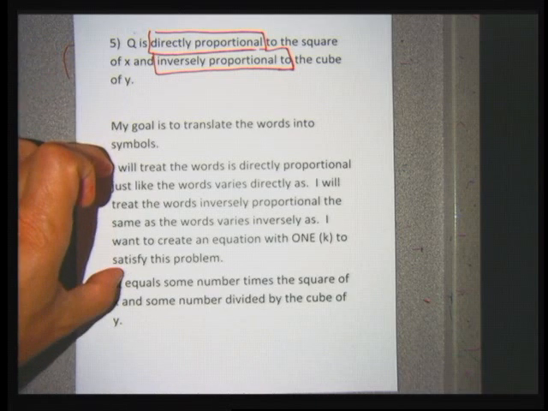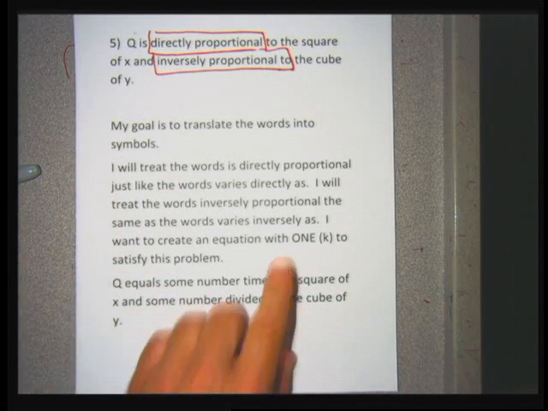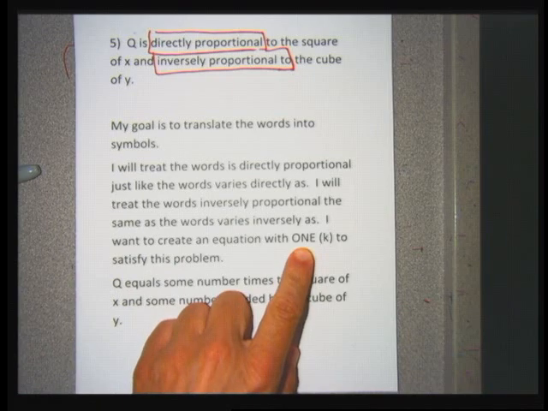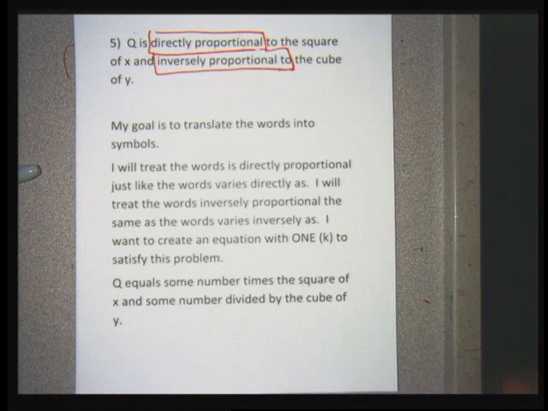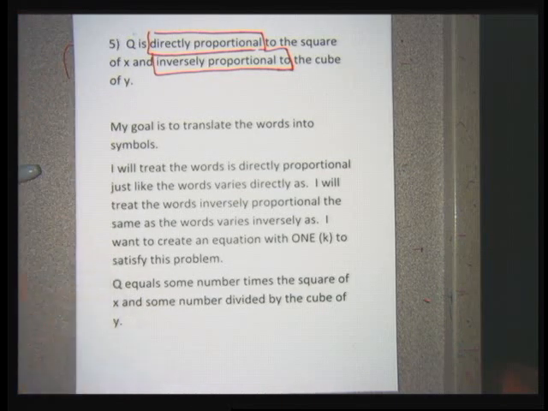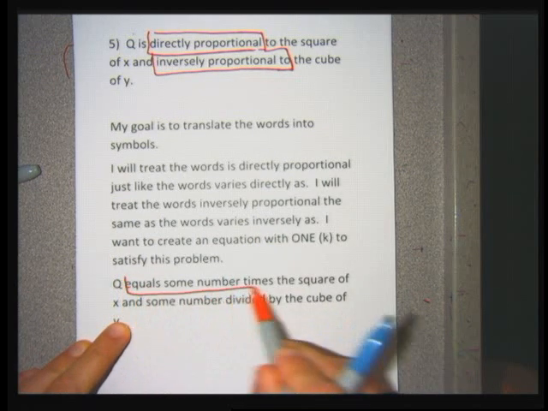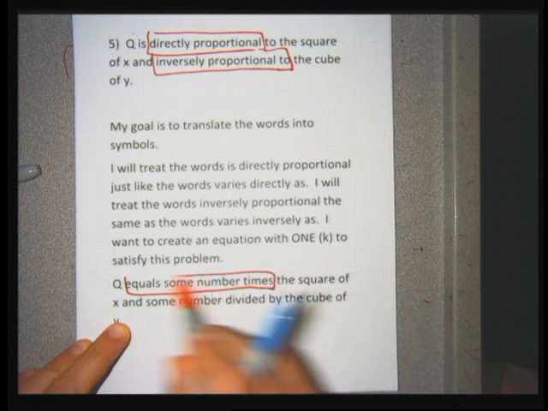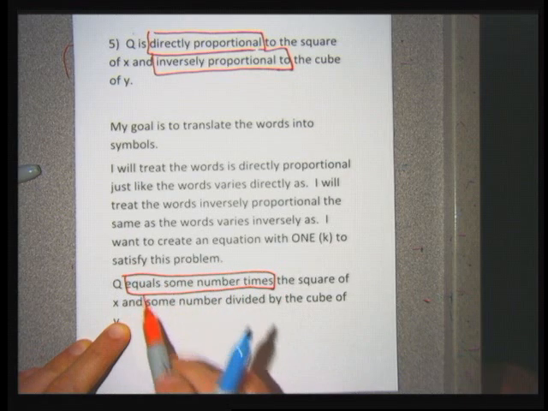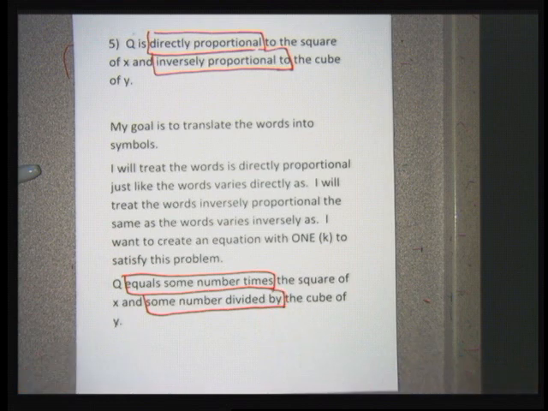So in this little blurb, I said I want to translate these words into symbols. I will treat directly proportional just like varies directly as, and inversely proportional as varies inversely as. I want to create an equation with 1 k to do this problem. And then I took the initial sentence and made a rewrite. Very specifically, I wrote q and then equals some number times. This part right here is for the directly. And then I did and some number divided by, and that's for the varies inversely.